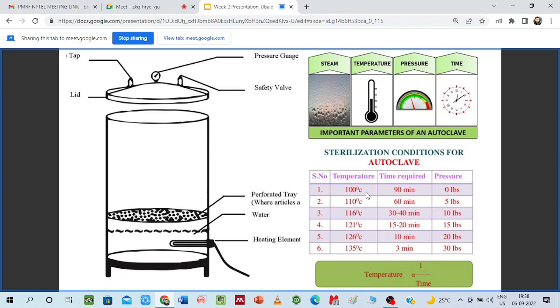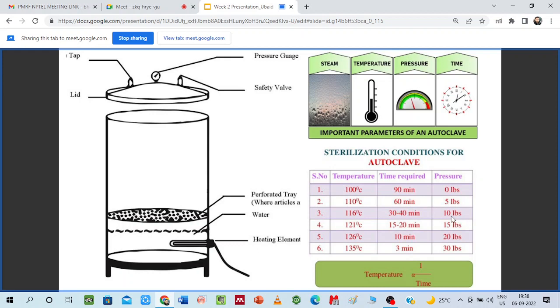But if this lid is closed, and the pressure reaches 5 pounds per square inch, the temperature can reach 110 degrees because of the pressure. The temperature of the steam will reach 110 degrees, and at 110 degrees only 60 minutes of time is needed to sterilize or autoclave the things.